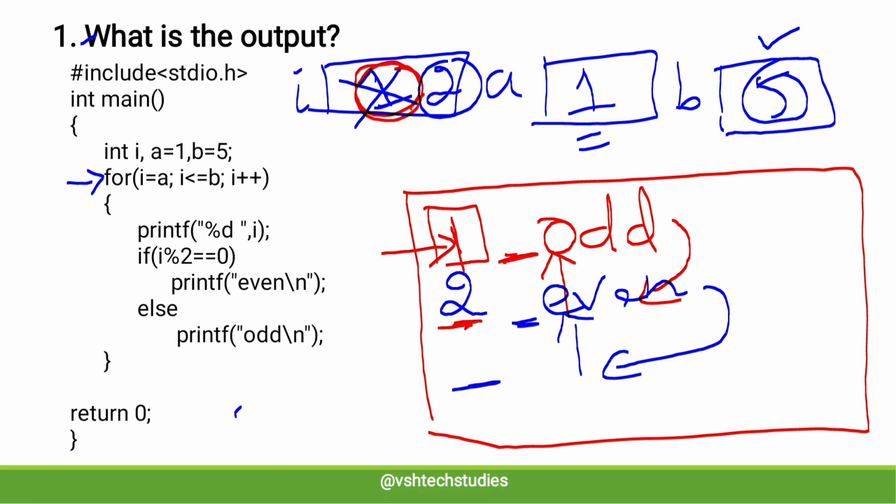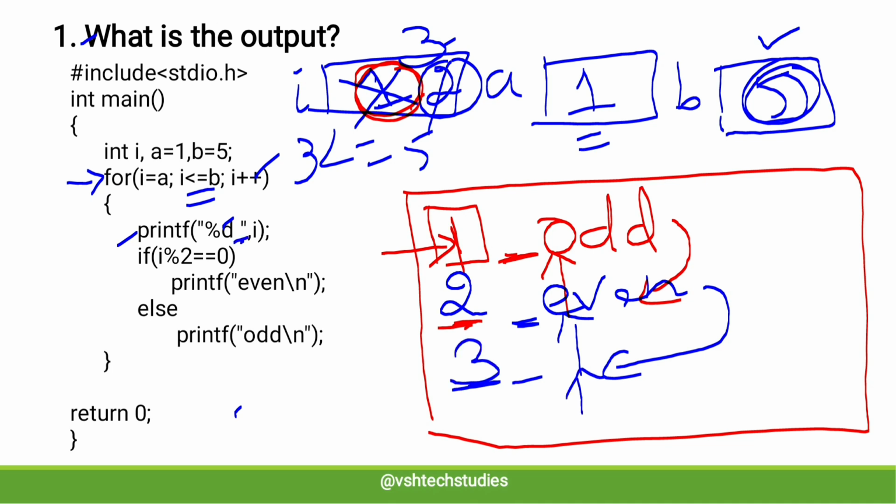Next, control comes back to the for loop. Now the I value is incremented. It was 2, now it is made 3. Is 3 less than or equal to B? B is 5. Yes, 3 is less than or equal to 5. Then inside the loop body, the first instruction is to print the integer value of I. I is 3, so in this position 3 is printed. Then it has to leave the space, and the control will stand here.